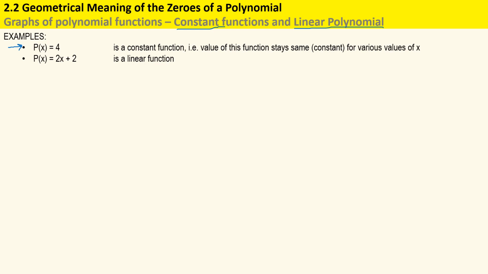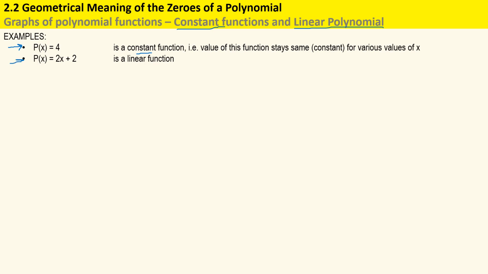It is a polynomial which is a constant function. That is, the value of this function will remain the same for all the values of x. So let's say x becomes 1, it will give us the value of the polynomial as 4. When x becomes 4, again the polynomial value will remain 4. That is, the polynomial is a constant function.